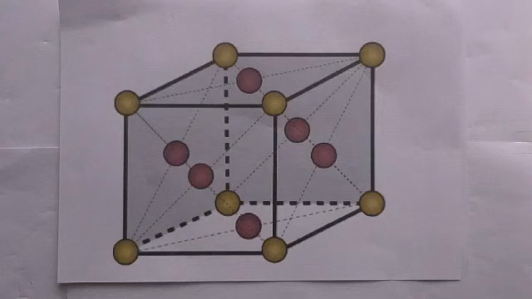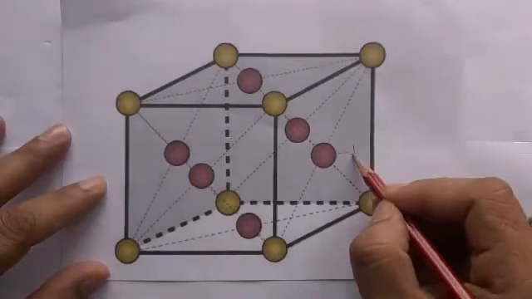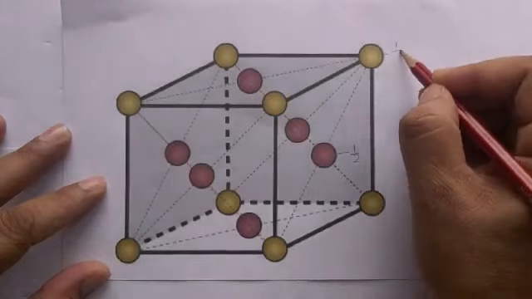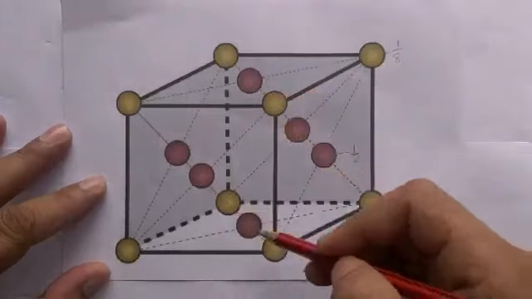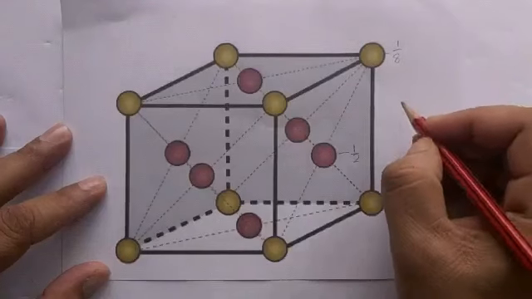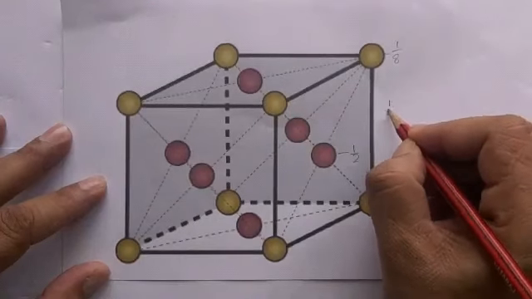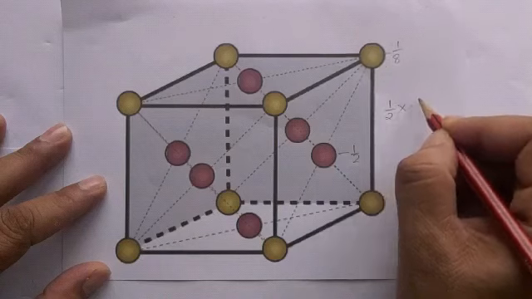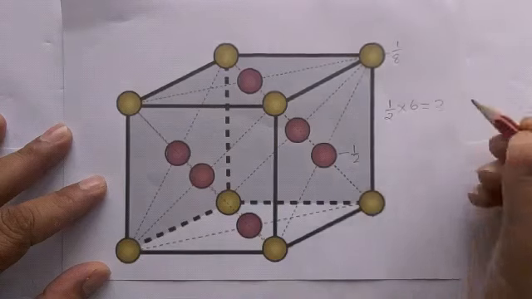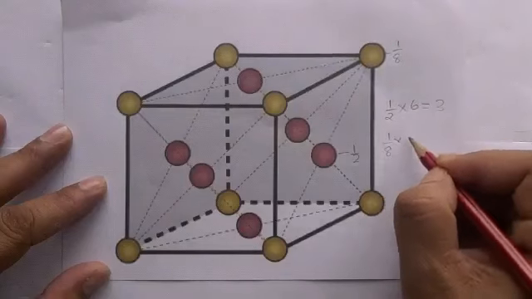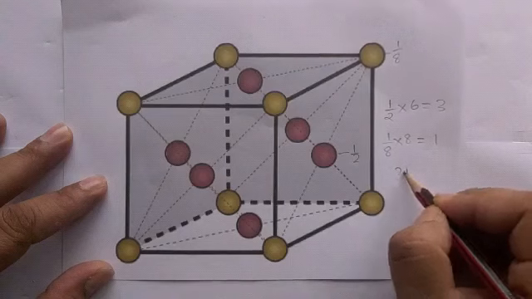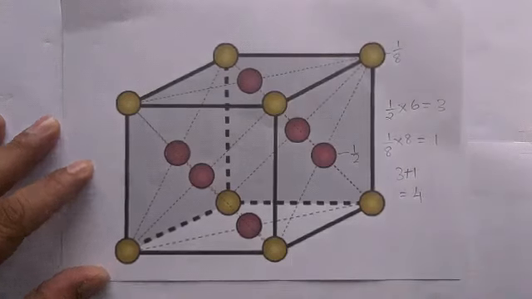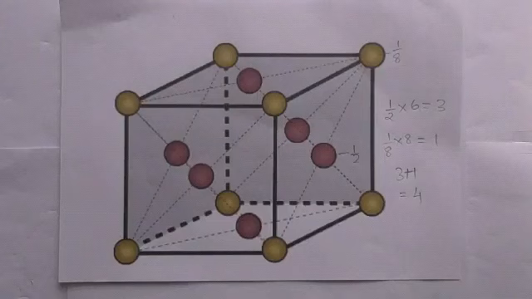So how much will they contribute? They will contribute 1/2, and the corner atoms will contribute 1/8. Now let's calculate their contribution. These atoms colored red are showing the face centered positions. They are 6 in number, so this will be 1/2 into 6, which is 3. Now the corners: again 1/8 into 8, which comes out to 1. So the total number of atoms per unit cell comes out to be 3 plus 1 equal to 4. This is the number we are looking for.